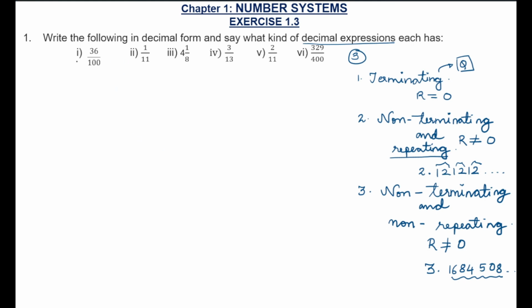Now, in this question, we have to check. First of all, we have to find the decimal forms of all of these numbers, and we have to put them in either of these categories depending on our answer.